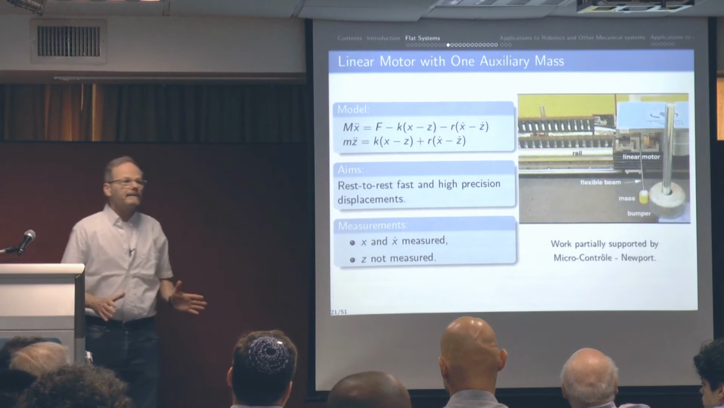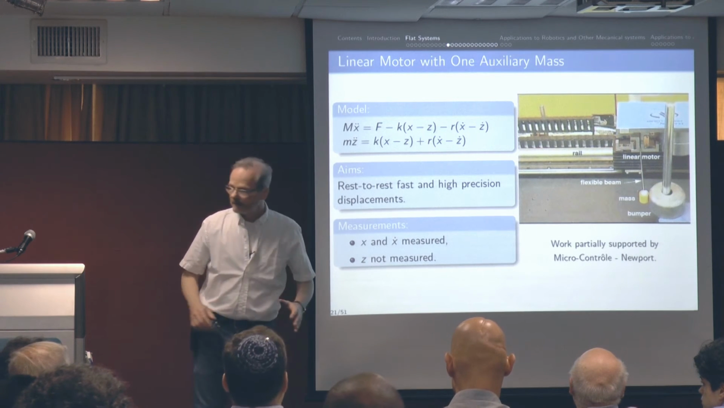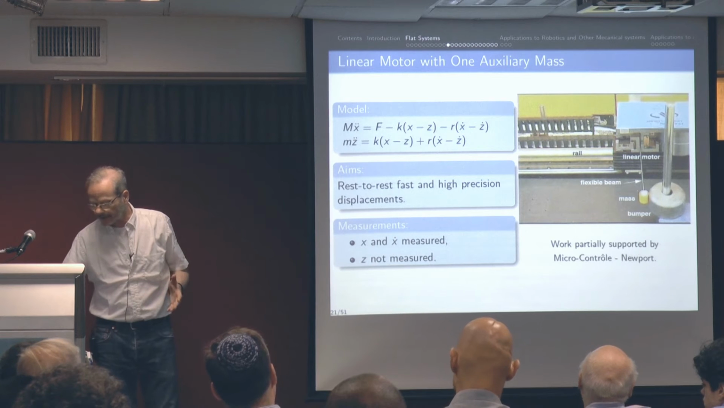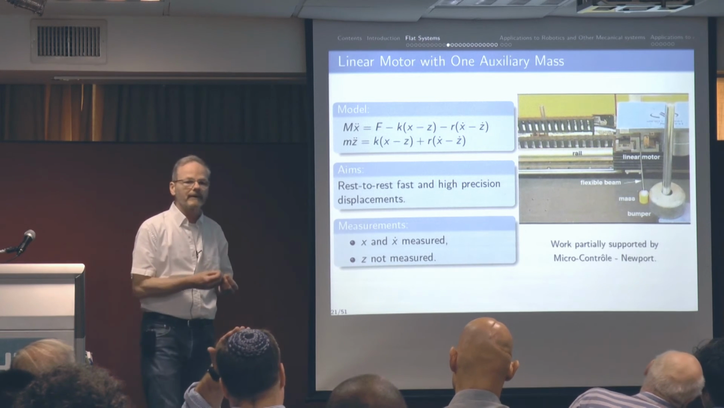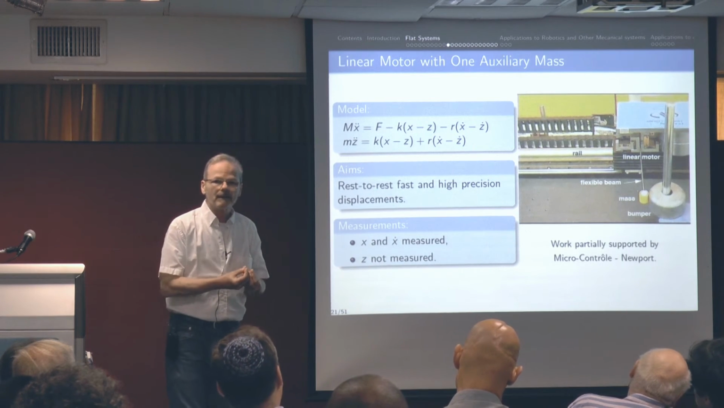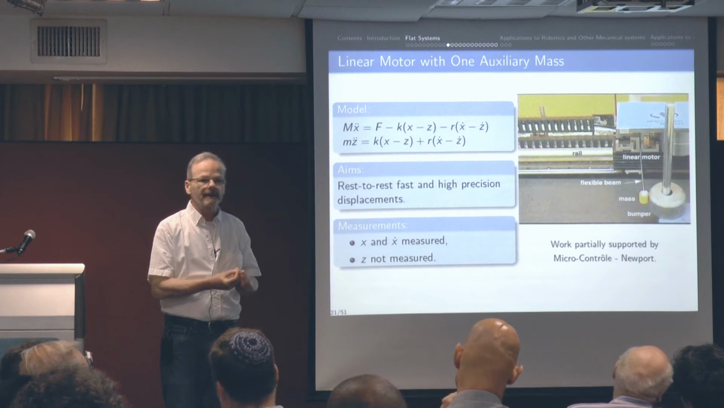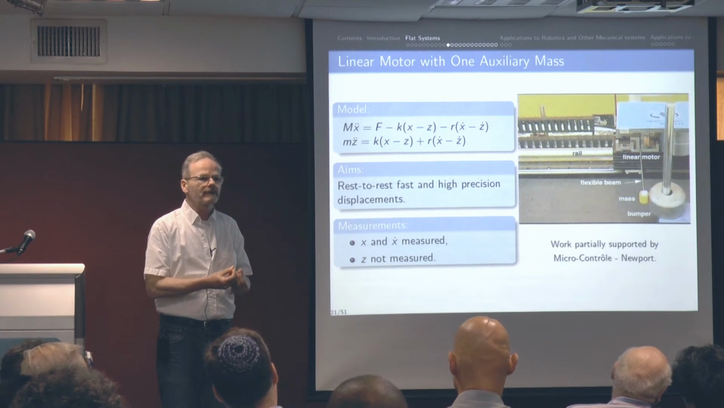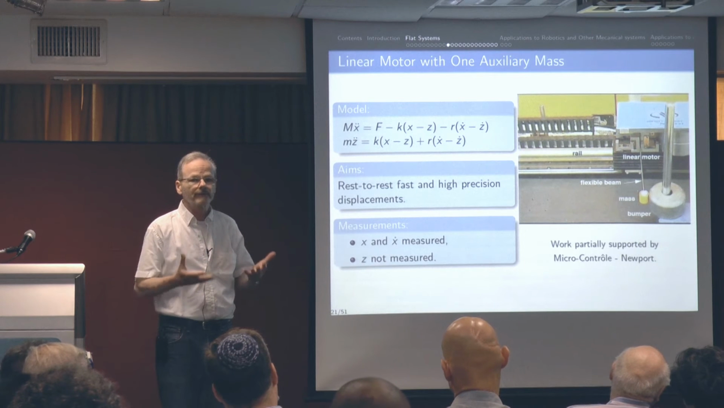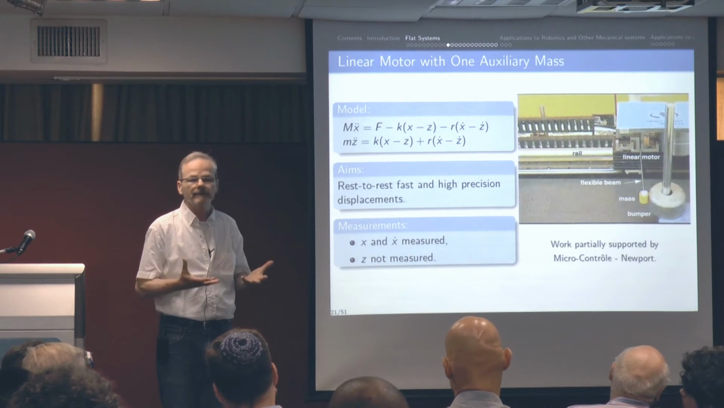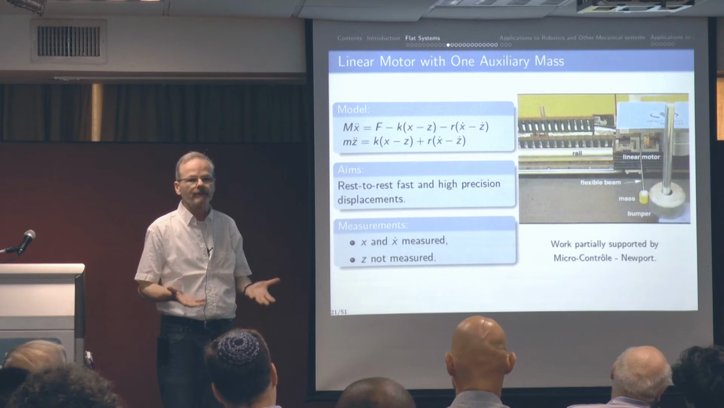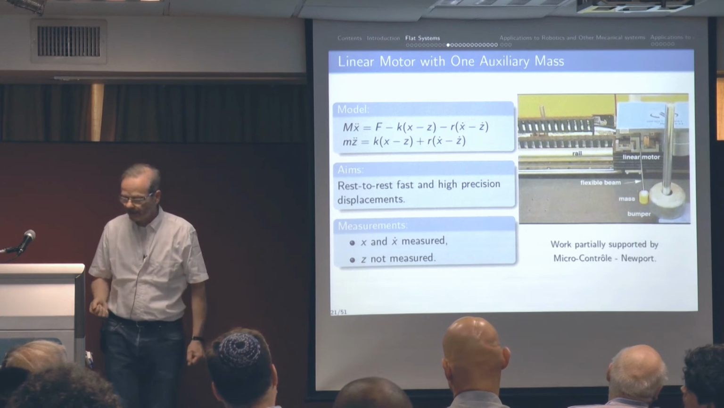Okay, so that's the main difference with the classical approach: the very precise design of the reference trajectories, so that you are sure that you can follow them because they are solutions of the system. Okay.